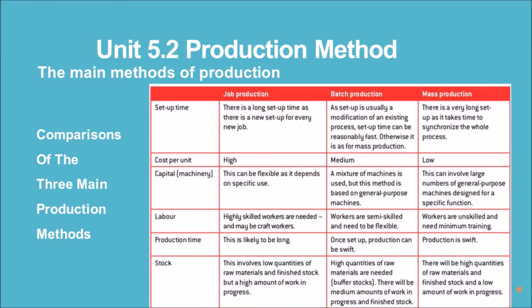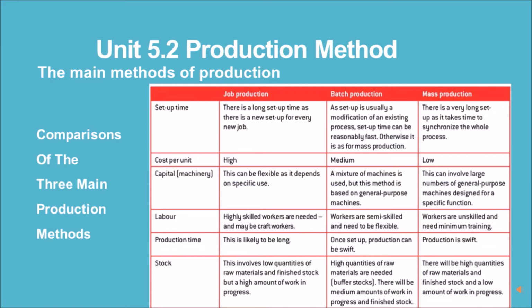Labor. Job production: highly skilled workers are needed and may be craft workers. Batch production: workers are semi-skilled and need to be flexible. Mass production: workers are unskilled and need minimum training. Production time. Job production: this is likely to be long. Batch production: once set up, production can be swift. Mass production: production is swift.